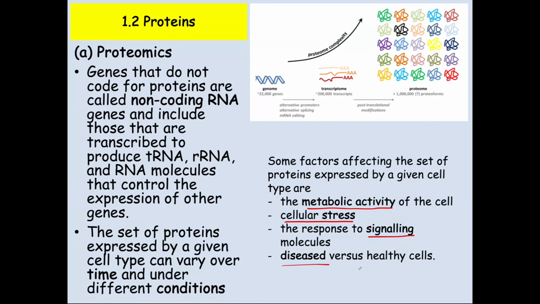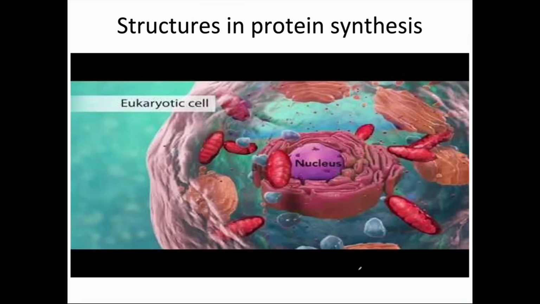And just to give a quick example, a diseased cell will likely be producing antibodies or an equivalent protein to manage that, whereas a healthy cell might be only producing proteins that are required for the functional cell, when it's operating as it should. So it will vary depending on the state of the cell. Okay, and these are some of the factors that will affect the set of proteins that are expressed by any given cell type. So I'm showing this video on the screen here.